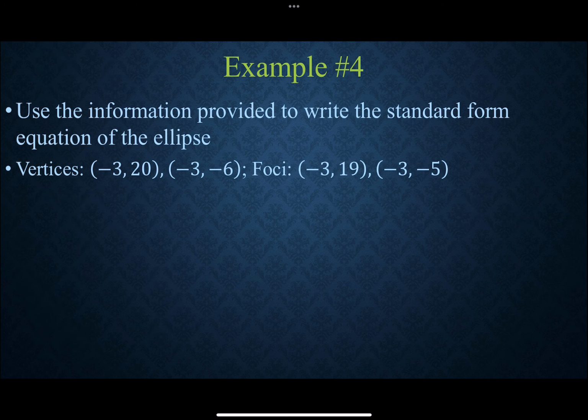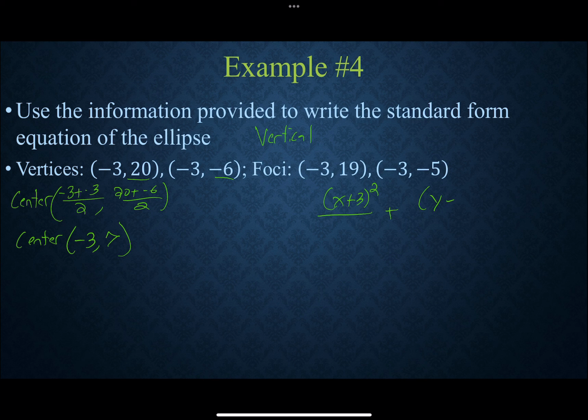All right, so we got vertices and foci here. This one is now clearly going to be vertical because the y values are the ones that are changing here. So this is going to be our vertical ellipse. We recognize that our center is going to be, again, the midpoint of the vertices, as always, -3 plus -3 over 2, and then 20 plus -6 over 2. So we get our center to be at -3, 7. So we would have x plus 3 squared over some unknown, and then y minus 7 squared over, again, some unknown, all equal to 1.